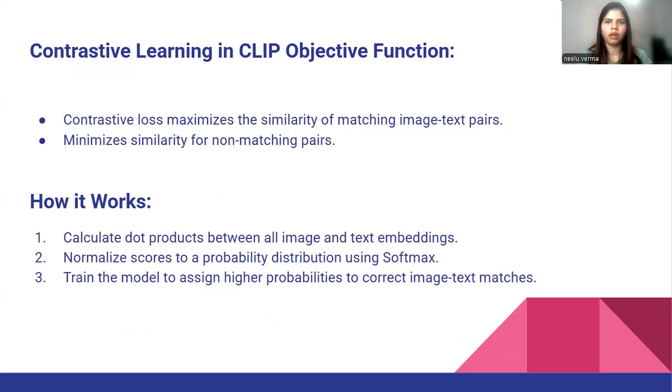CLIP uses contrastive loss to teach the model which images match which text. During training, the model compares all image embeddings with their text embeddings by calculating their dot product. These scores are then turned into probabilities using a softmax function, and the model learns to assign high probability to correct image-text pairs and low probability to mismatched pairs. This contrastive approach makes CLIP good at understanding how pictures and words go together.